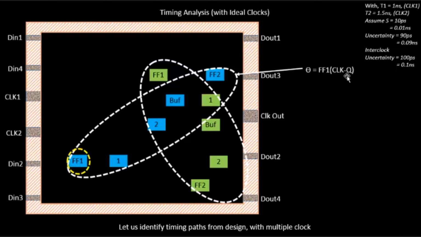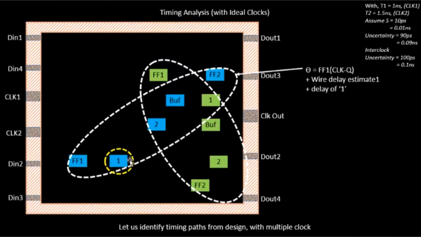You have the flip-flop 1 clock to Q delay. We have the estimated wire delay between flip-flop 1 and logic cell 1. We have the delay of this particular cell, which is logic cell 1.